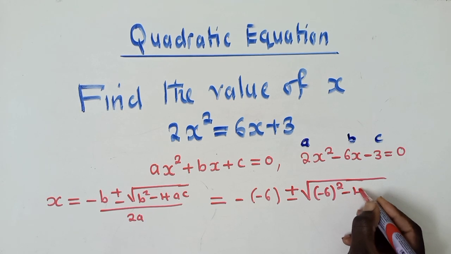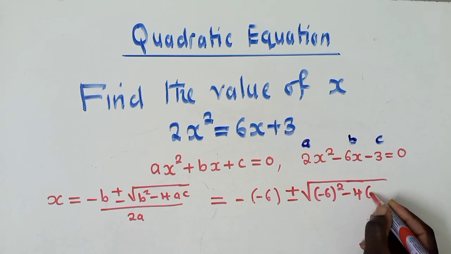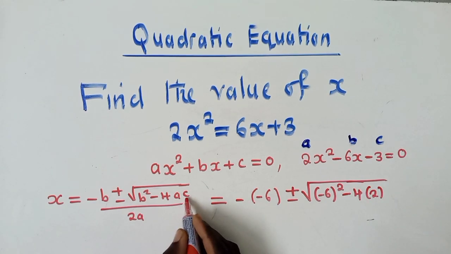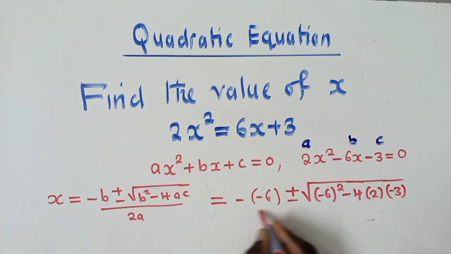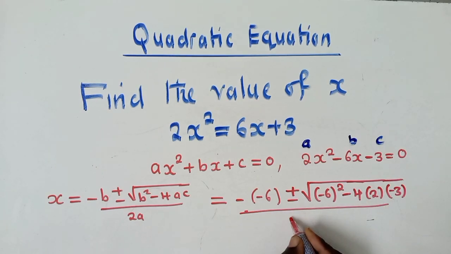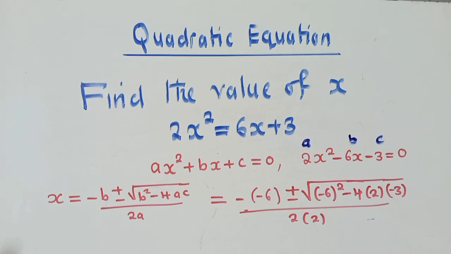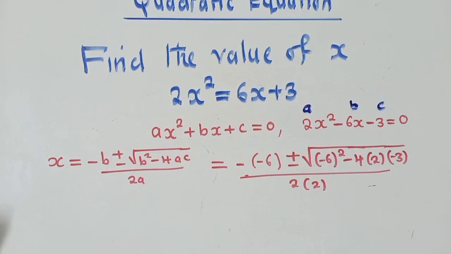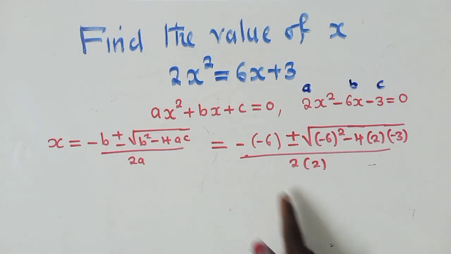You say minus 4 right here. On a, it's a 2. And then here, it's negative what? Negative 3. You say over 2 and a 2 here, because a is 2, like that. So we've plugged it in our quadratic formula.